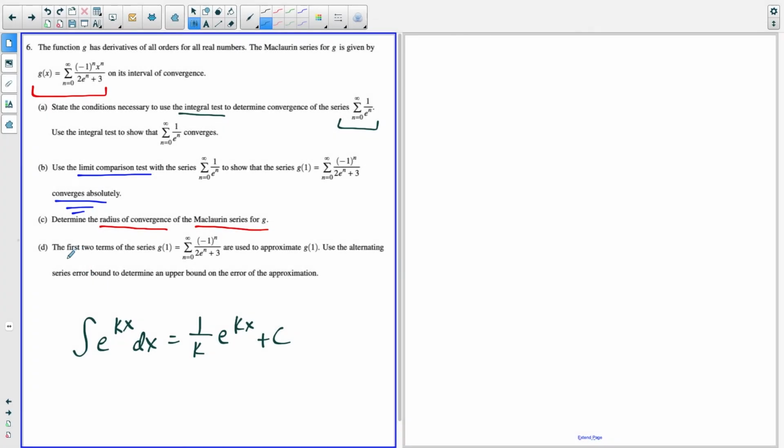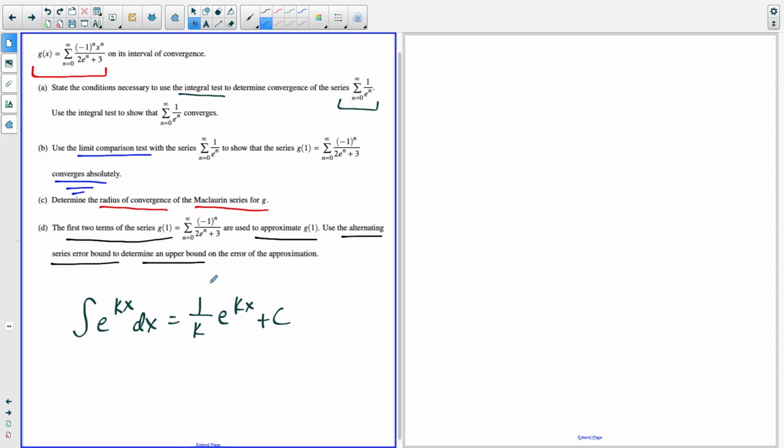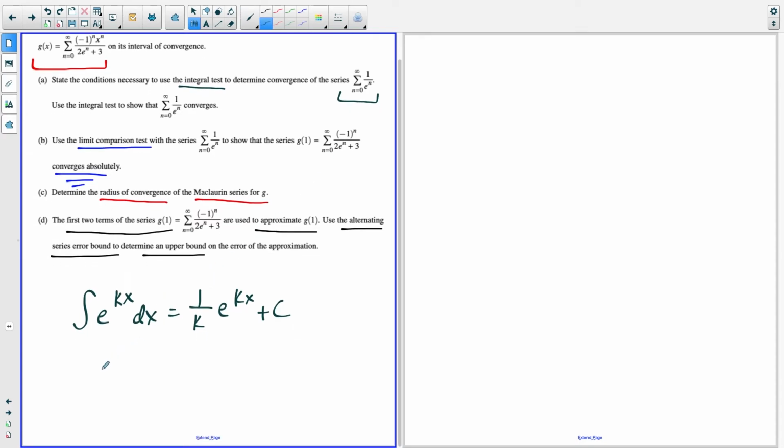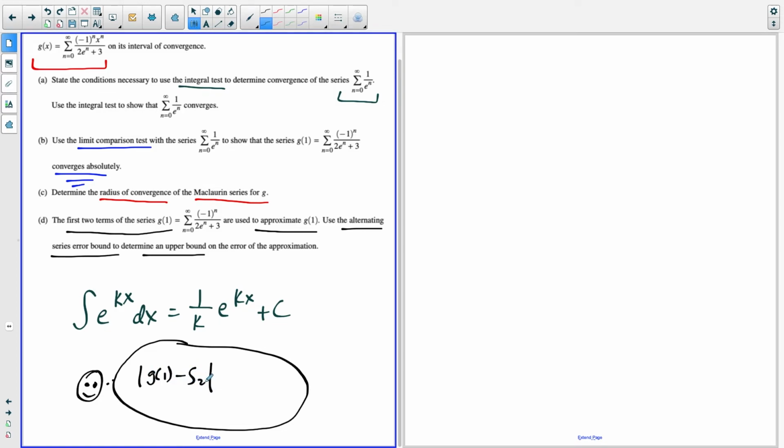For part D, we have the first two terms of the series for g of 1 are used to approximate g of 1, and we need to use the alternating series error bound to determine an upper bound on the error of approximation. So for something like this, my thought process is to use the alternating series upper bound. If I'm approximating g of 1 and I'm only using a partial sum with two terms, then my error is going to be less than or equal to the first unused term, which would be the third term.